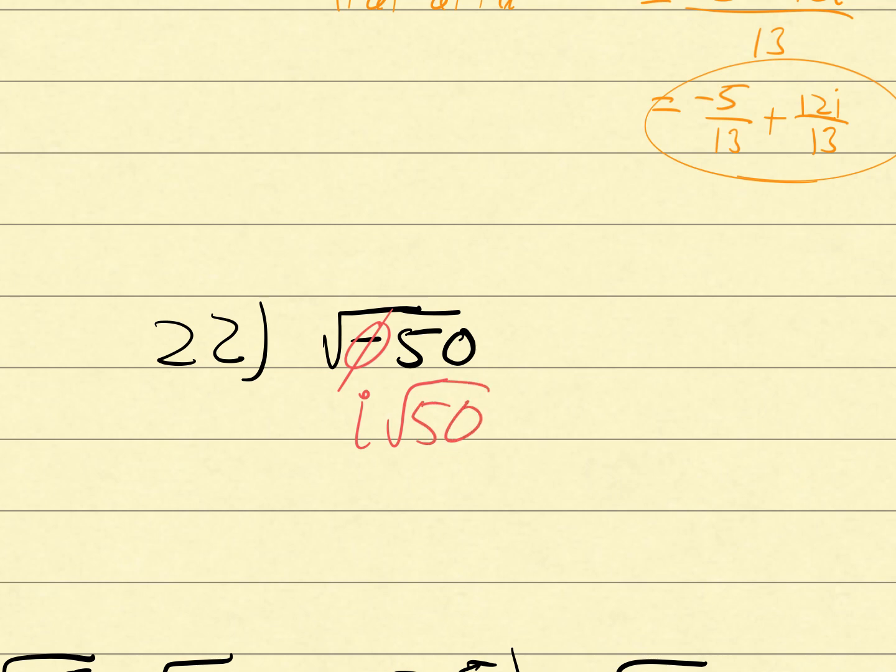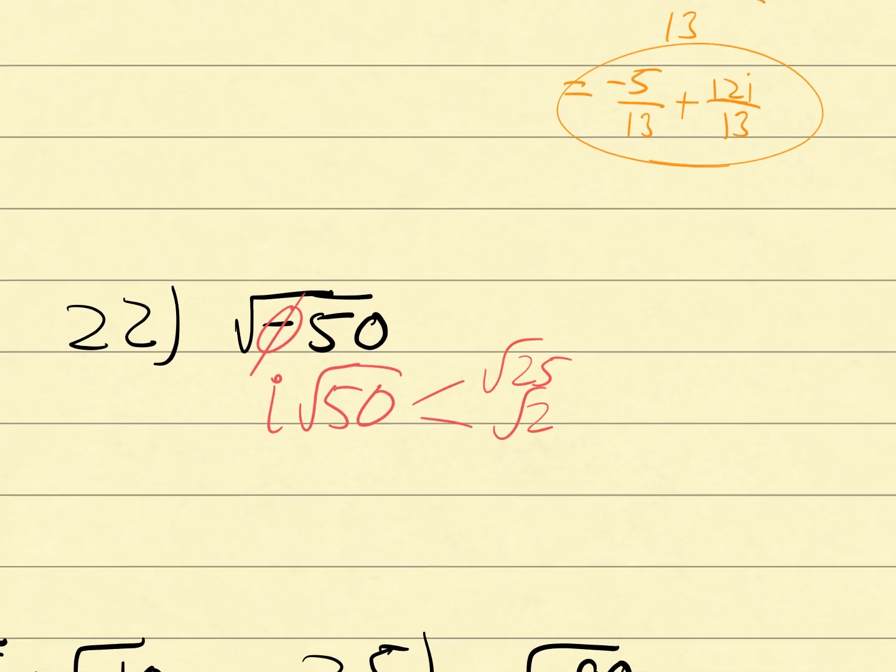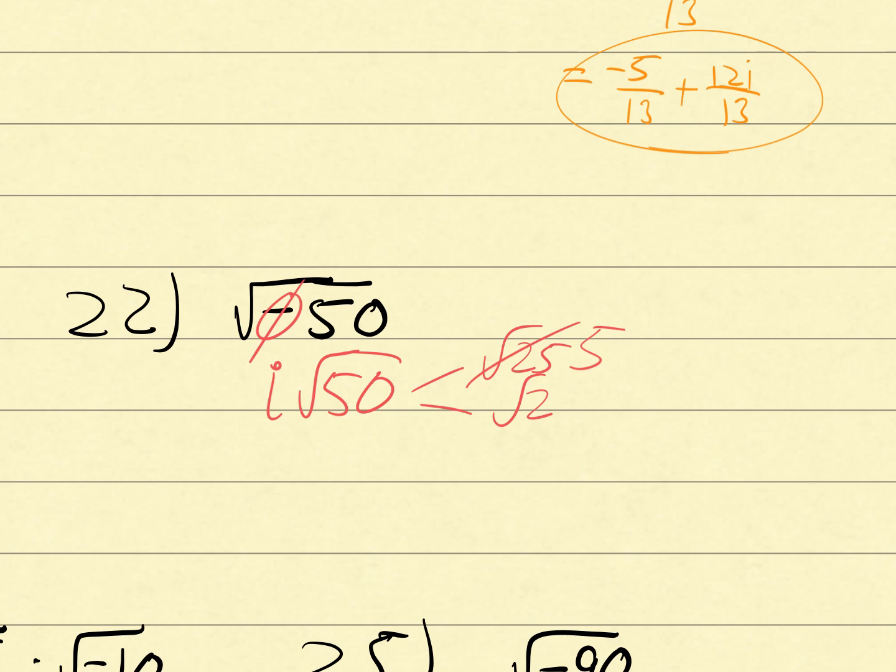And can we simplify square root of 50? 25 and 2. Good. So we want to do square root of 25, square root of 2. And then square root of 25 is 5. So we should get 5i square root of 2.